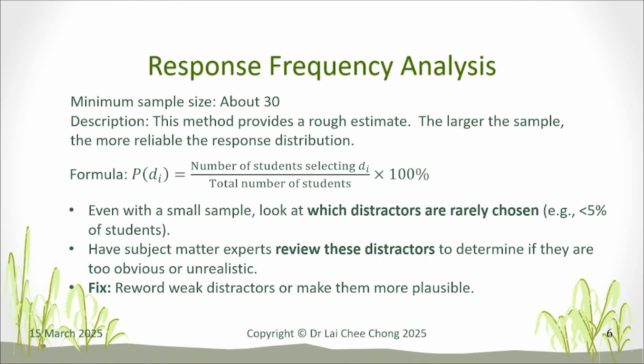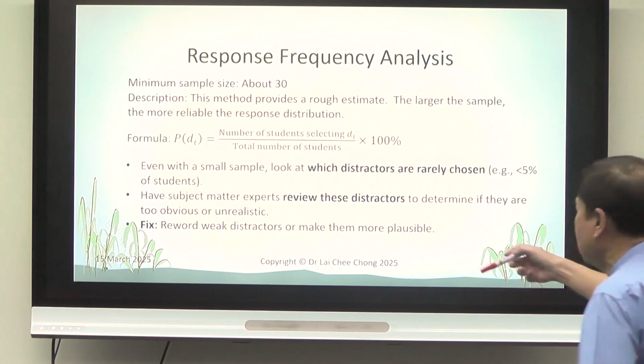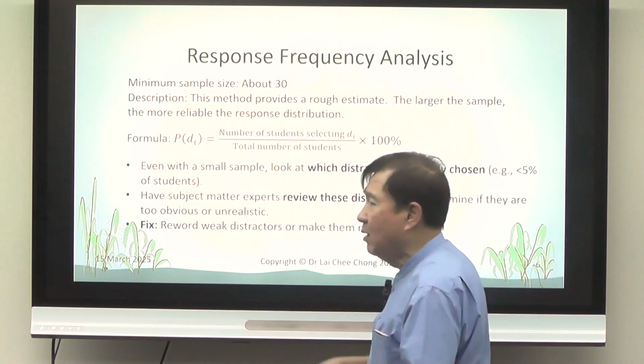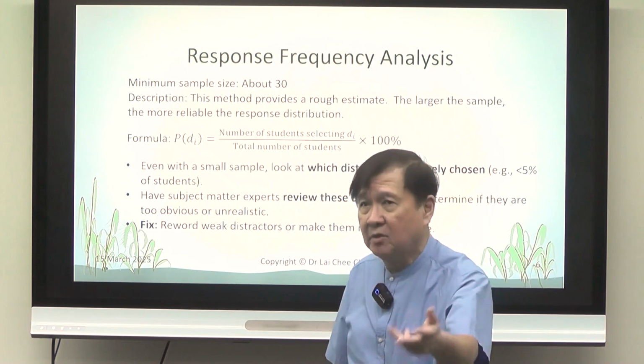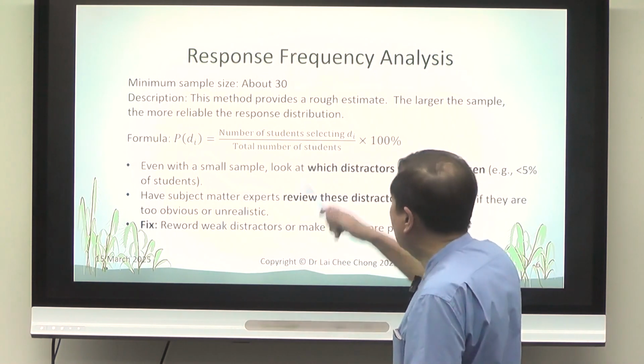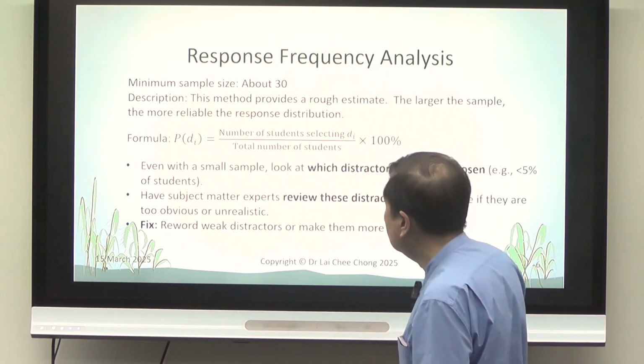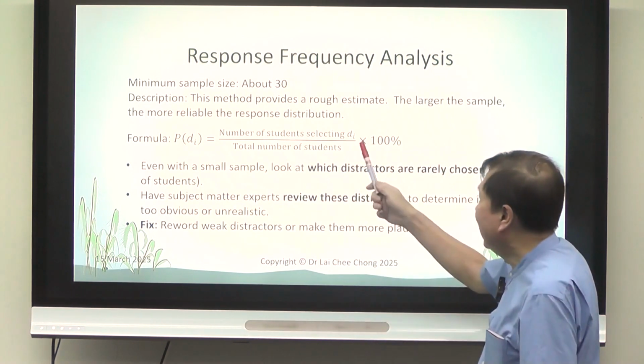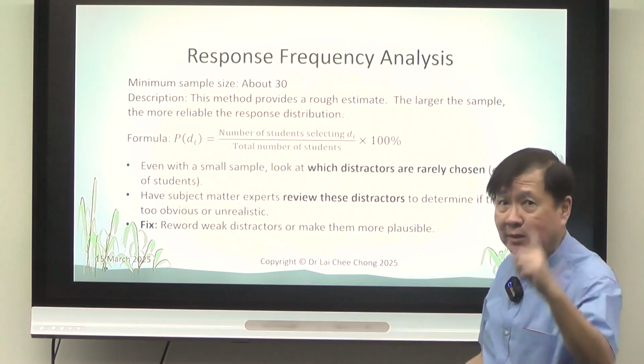Now, here's the formula. It's quite easy. The DI refers to the particular distractor. Don't forget I have three, right? Look at all the three, one by one. So I will call it DI. So DI1 is the first distractor, DI2 is the second distractor, DI3 is the third distractor. Okay, I got three. Look at them individually. So look at how many students select that particular distractor.